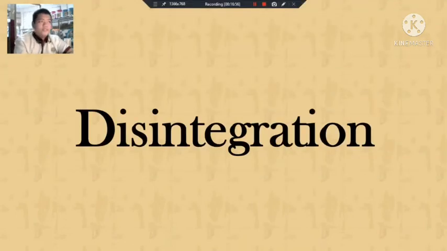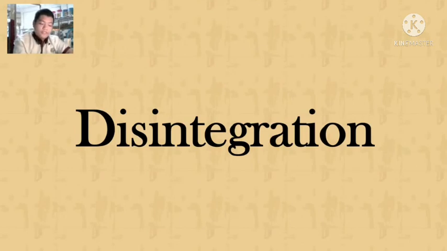Next is disintegration. Disintegration is the breakup of a pavement into small pieces that are lost with time and traffic. Raveling and potholes are the most common types of disintegration.